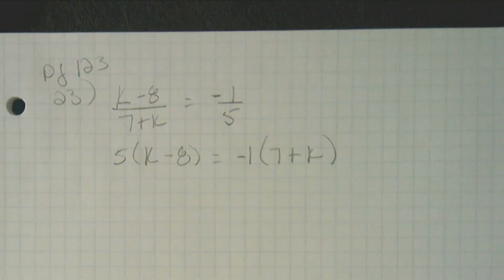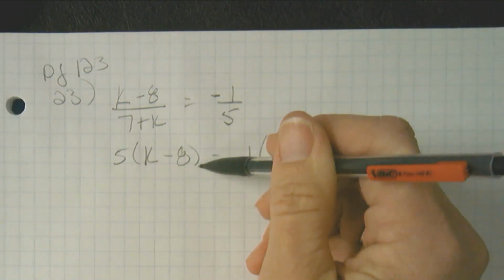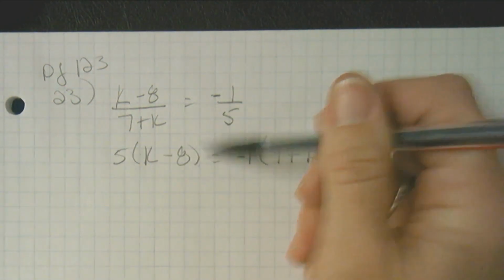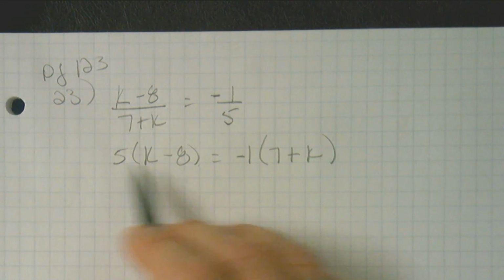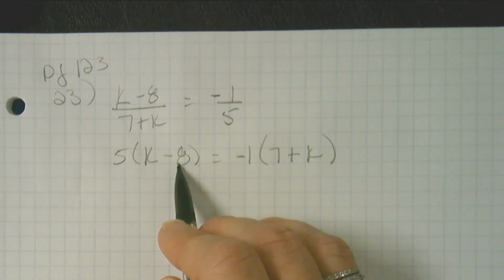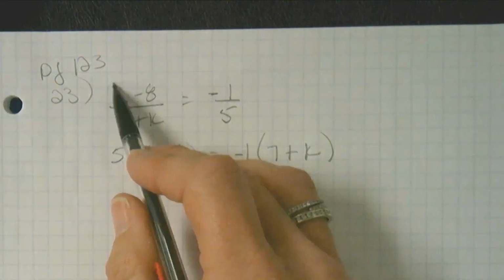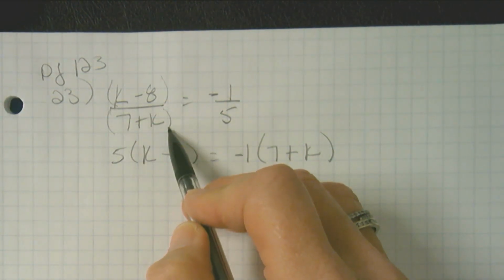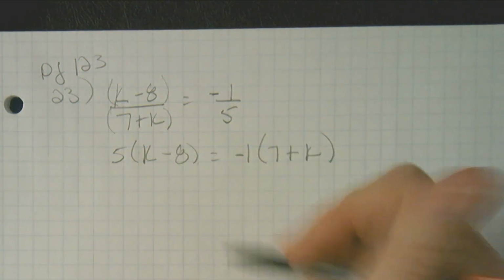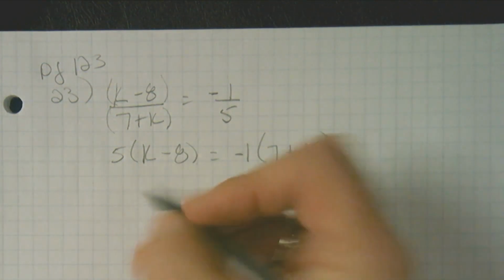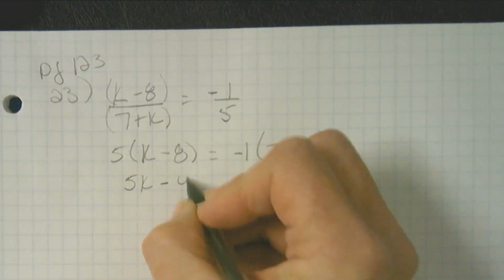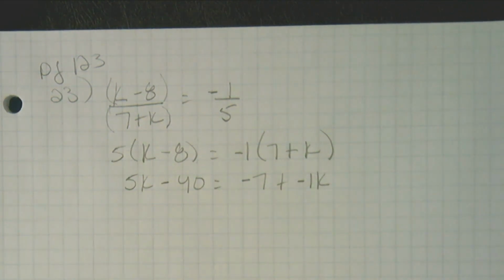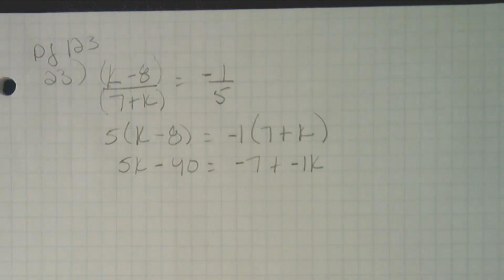The biggest mistake that I see is that people forget to put the parentheses. I'm not saying in here, I'm saying in my experience. People forget to put the parentheses on, and they simply do 5 times k and not that 5 times 8 as well. This is an expression in the numerator and an expression in the denominator. Those parentheses are like implied. So you need them for the distributive property. So I end up with 5k minus 40 is equal to negative 7 plus a negative 1k, or negative k. Are you cool with that so far?